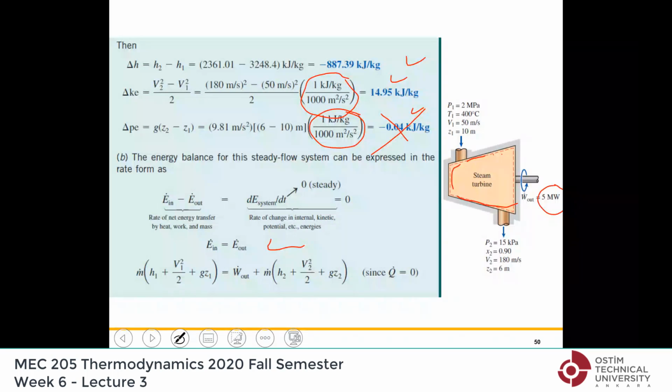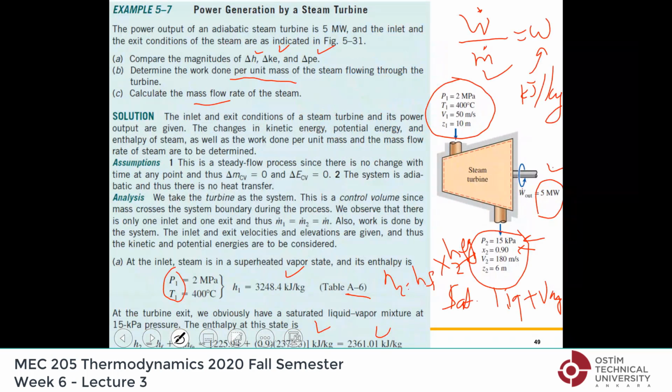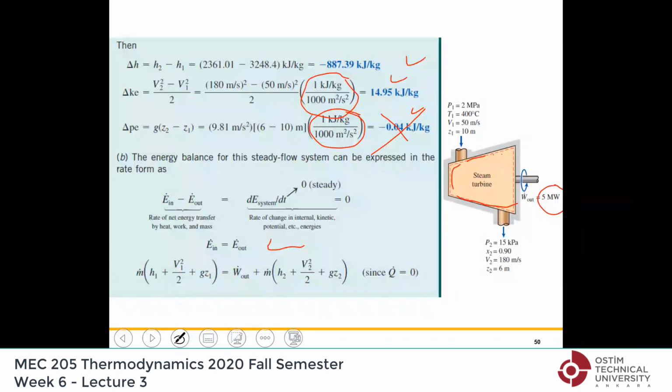Here, I think it is adiabatic, right? Okay, adiabatic steam turbine. So heat is 0. There is no heat transfer. And there is no work input, but there is work output. So it is on the right-hand side.